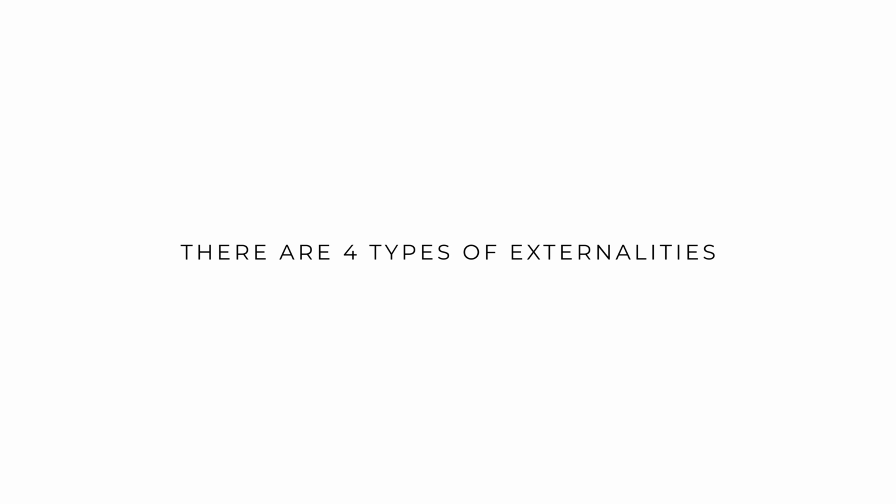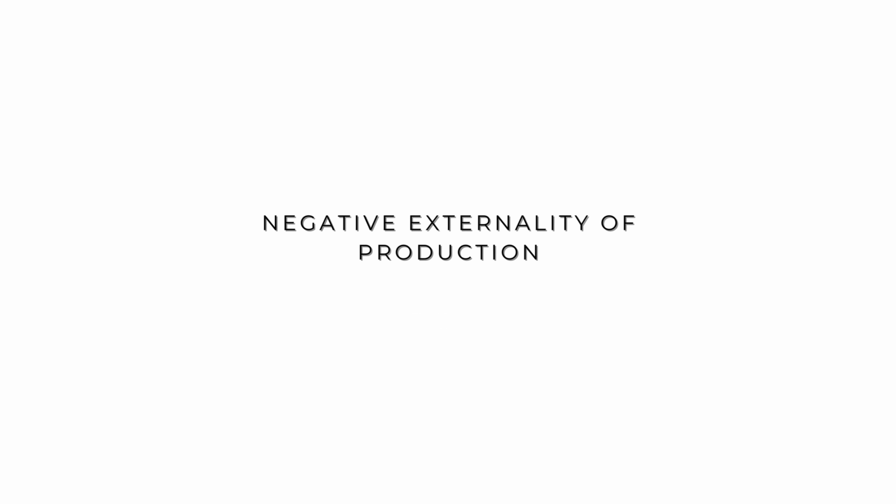An externality happens when a decision made by consumers or producers affects third-party people who are not directly involved in the transaction. There are four types of externalities: positive externality of consumption, positive externality of production, negative externality of consumption, and negative externality of production.